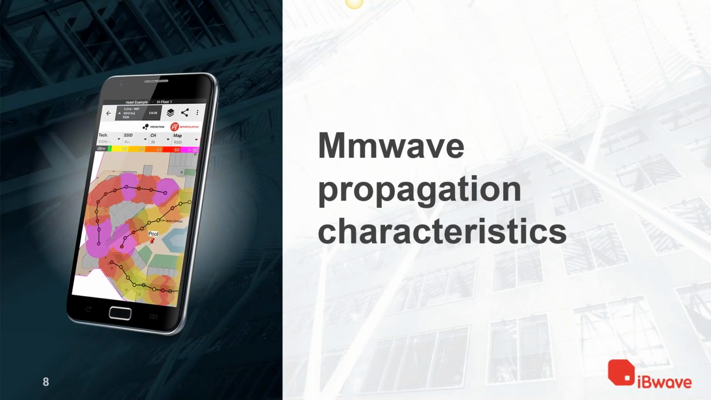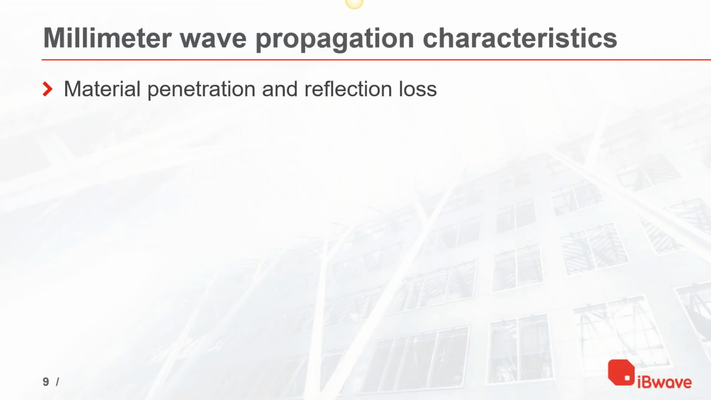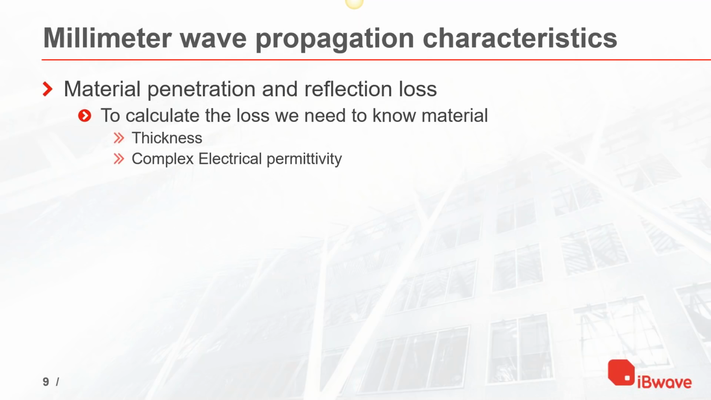Okay, so millimeter wave propagation characteristics. What is so unique about those bands that we don't have at the lower frequencies? The first is material penetration and reflection loss that needs to be characterized. It's different than what we are seeing at sub 3 gigahertz bands, even sub 6 gigahertz bands.